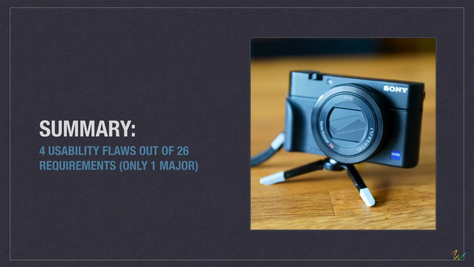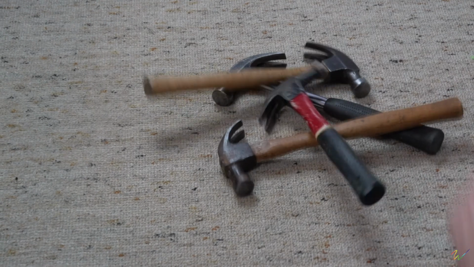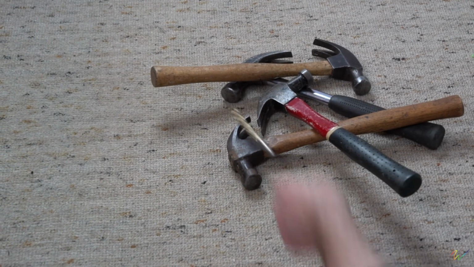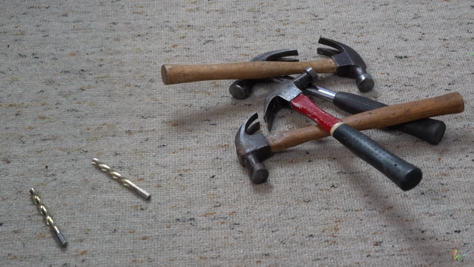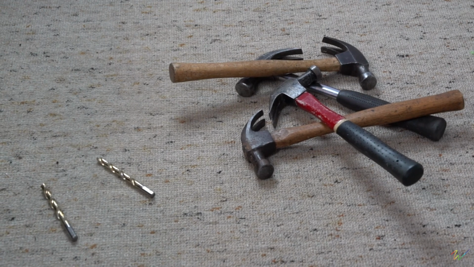In summary, we've got 4 usability flaws out of 26, and there's only one major flaw. So as a tool, I give this camera... Four hammers and 2 drill bits. Not a perfect tool, but very good. Does the intended job better than average.